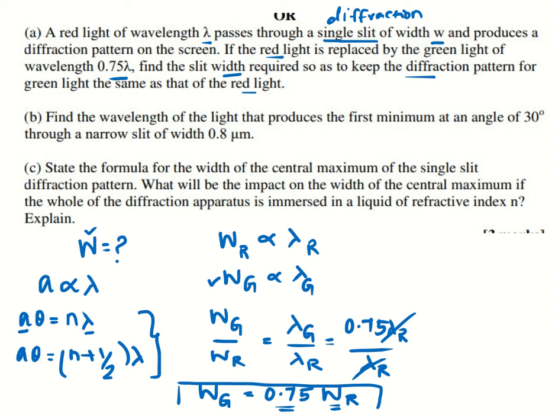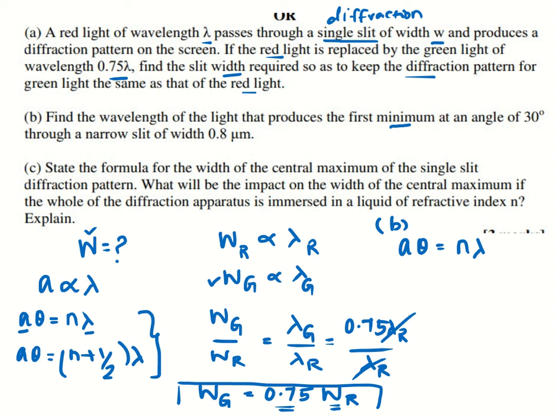Now coming to part B. Find the wavelength of the light that produces first minimum at an angle 30° through a narrow slit of width 0.8 micrometer. So it's given minimum. So we have to use the a theta equals n lambda formula. This is for part B.